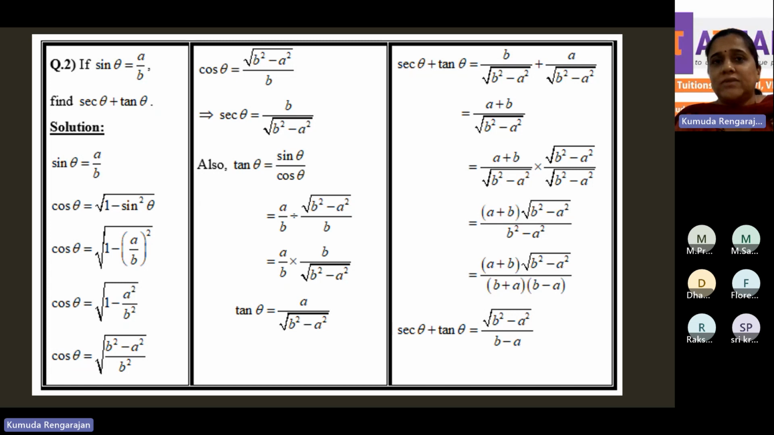So now you are ready. Now see what ratios you have to find to answer the question. Like here, secant theta and tan theta. So find that and then add. This is the triangle method.